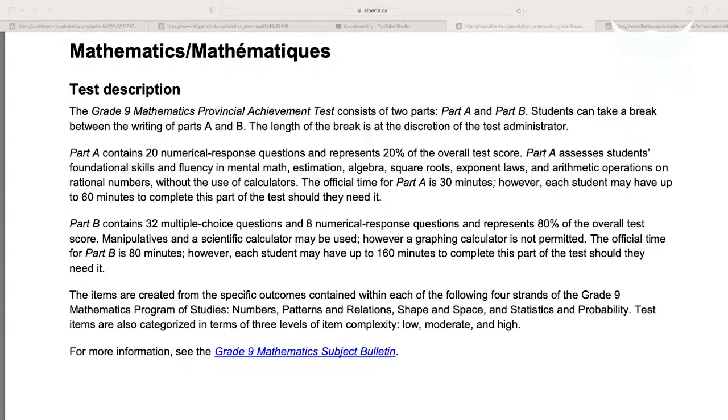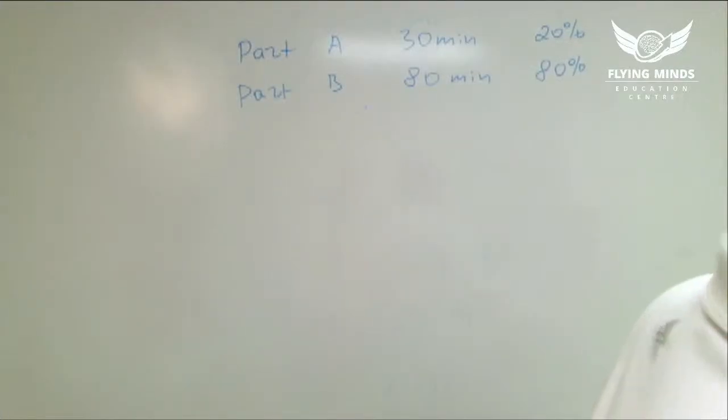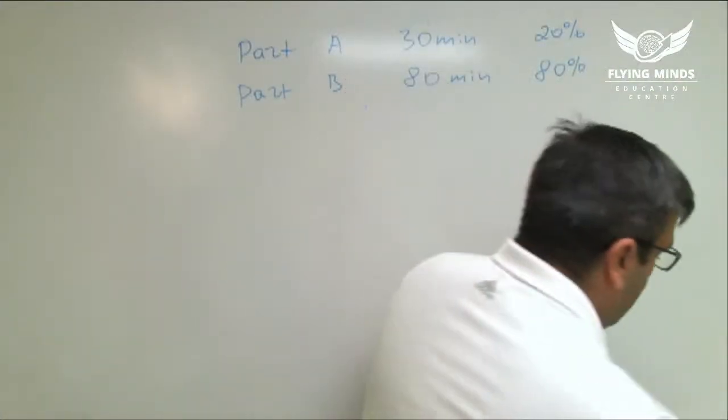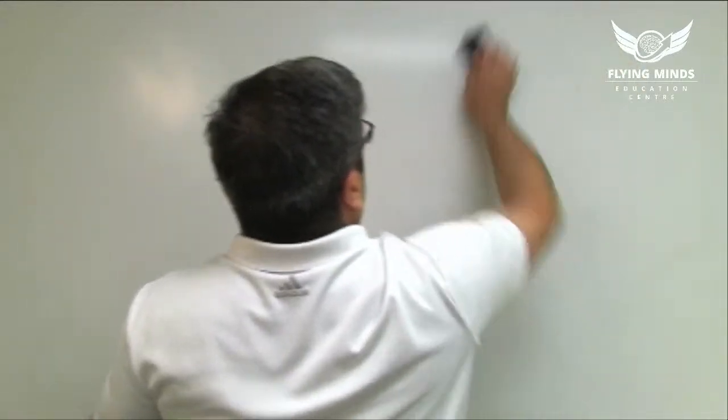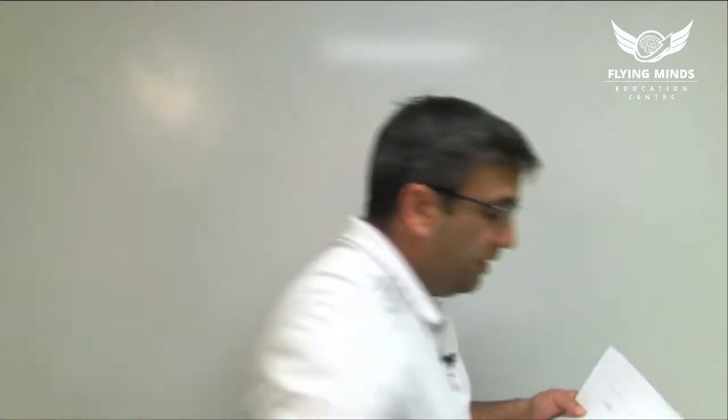80 minutes, right? And if you have special needs or special requirements, your time can be extended up to 160 minutes. Part A will be 20% of the overall score, and Part B will be 80% of the overall score. Right, and we can start.